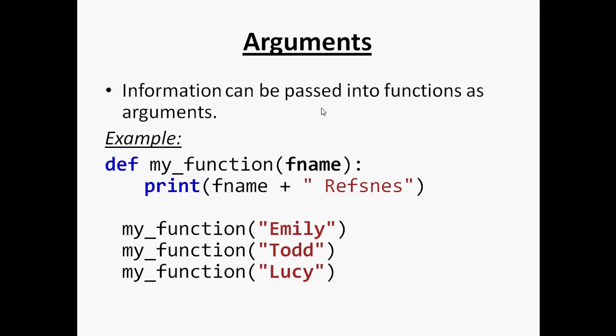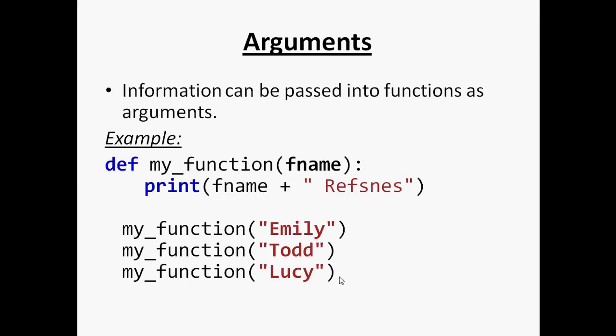Inside this print statement I have taken the fname, which is the argument passed to the function, and concatenated it with a string and closed this print statement. While calling this function, I have called it with 3 different arguments: Emily, Todd and Lucy.